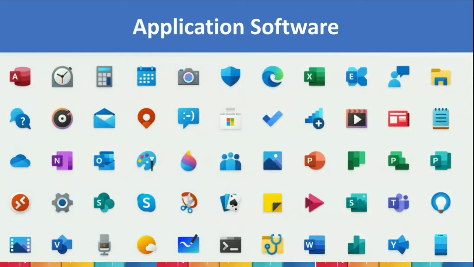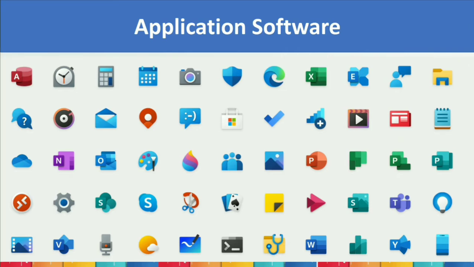Now look at the icons of different application software. All these applications are used in desktops as well as in smartphones. And application software is a set of programs to perform specific tasks. For example, this icon represents calculator software, this is for calendar, and this is for camera. By looking at the icon, you can say what type of application it is.